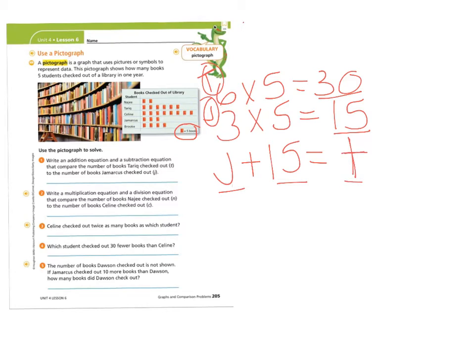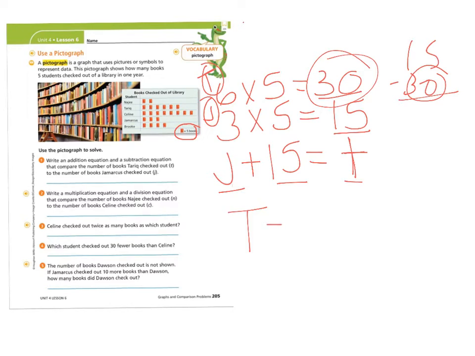All right, now let's finish the second half of that problem. Now we need to write a subtraction equation that compares Tariq's total to Jamarcus's total. So let's take Tariq's first because his amount is bigger, right? We can't subtract a smaller number. We can't do like 15 minus 30. We have to start with a bigger number on top. So Tariq's number goes first because it's bigger.